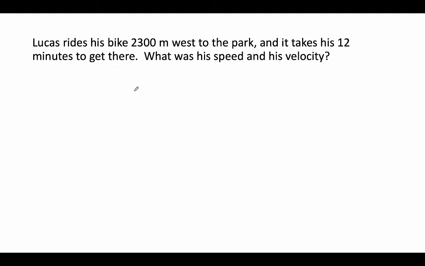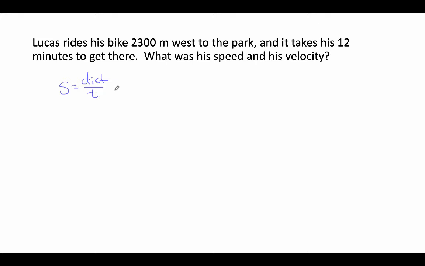Lucas rides his bike 2,300 meters west to the park, and it takes 12 minutes to get there. What was his speed and his velocity? Well, if we're looking for speed, speed was equal to distance divided by time, and velocity was displacement divided by time. Let's find his speed first. So he rode 2,300 meters west to the park, and it took him 12 minutes.